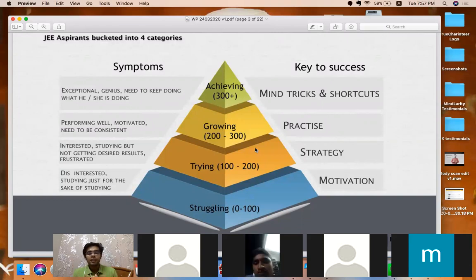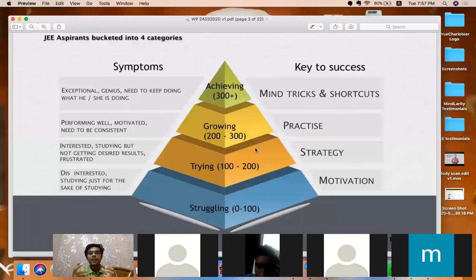So now identify yourself. Are you in the struggling category right now? Are you in the trying category right now? Are you in growing or achieving? So if you are in achieving and growing, you are in a very safe zone. You will definitely get into IIT or NIT. While if you're trying or struggling, there's a very little chance that you will get into your dream college.